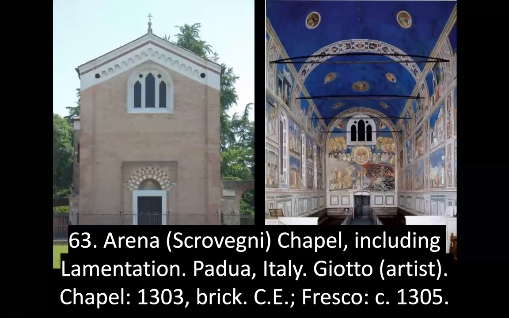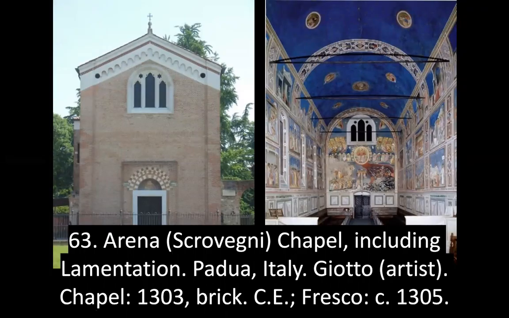All right, number 63 is called the Arena Chapel, and it's also known as the Scrovegni Chapel. We need to know the name of one of the paintings inside called Lamentation. This is in Padua, Italy. The artist is Giotto. You can say either pronunciation. He has a last name, but we just need to know him by Giotto.